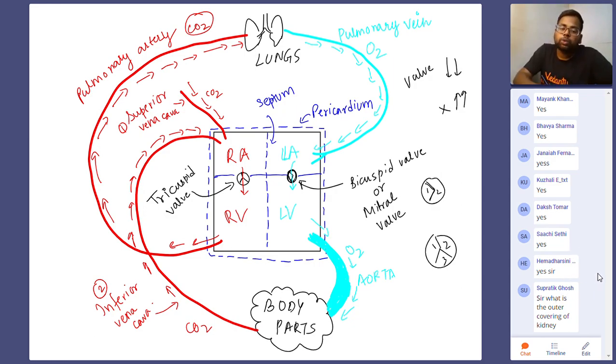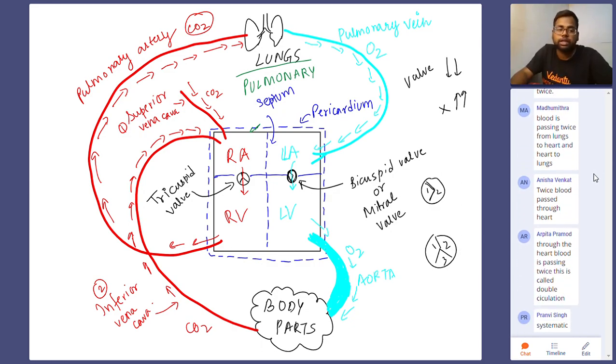Okay. So, how is it happening? Please see. Once, the blood passes between the lungs and heart. This is called pulmonary circulation. And the second time, it passes between the heart and body parts. This is called systemic circulation. Is this thing clear to everyone?